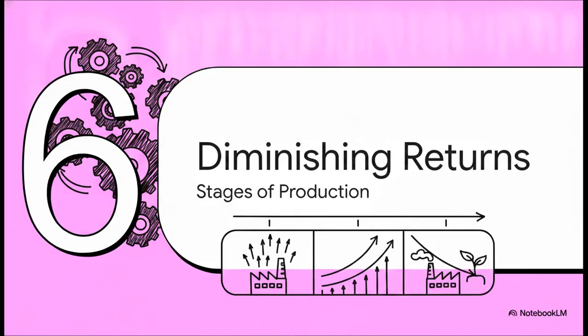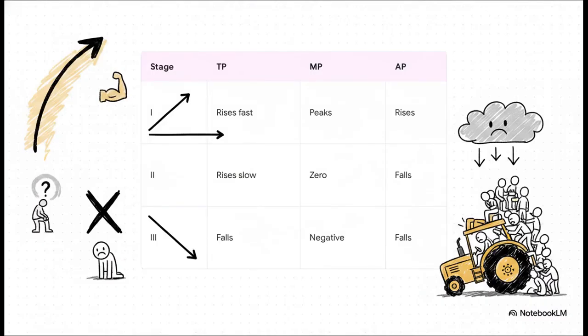Moving right along to Section 6, Diminishing Marginal Returns. Let's explore the 3 distinct stages of production. Let's see how this builds out. In Stage 1, total product increases rapidly, and your marginal product actually peaks. But then Stage 2 hits. Total product is still rising, but slower. Why? Because marginal product starts to fall until it eventually hits 0. You're adding workers but getting less extra output from each new hire.